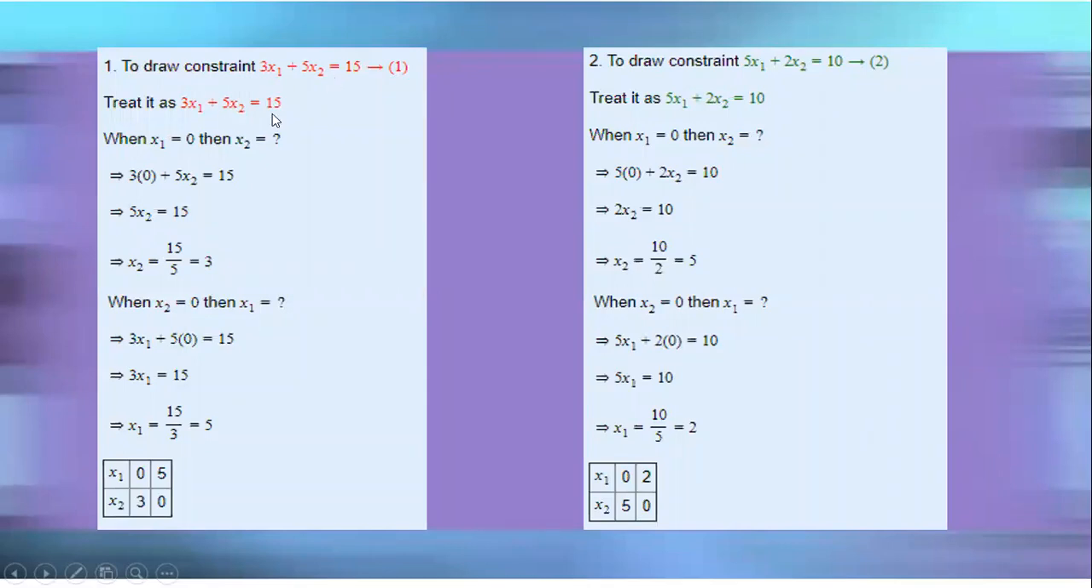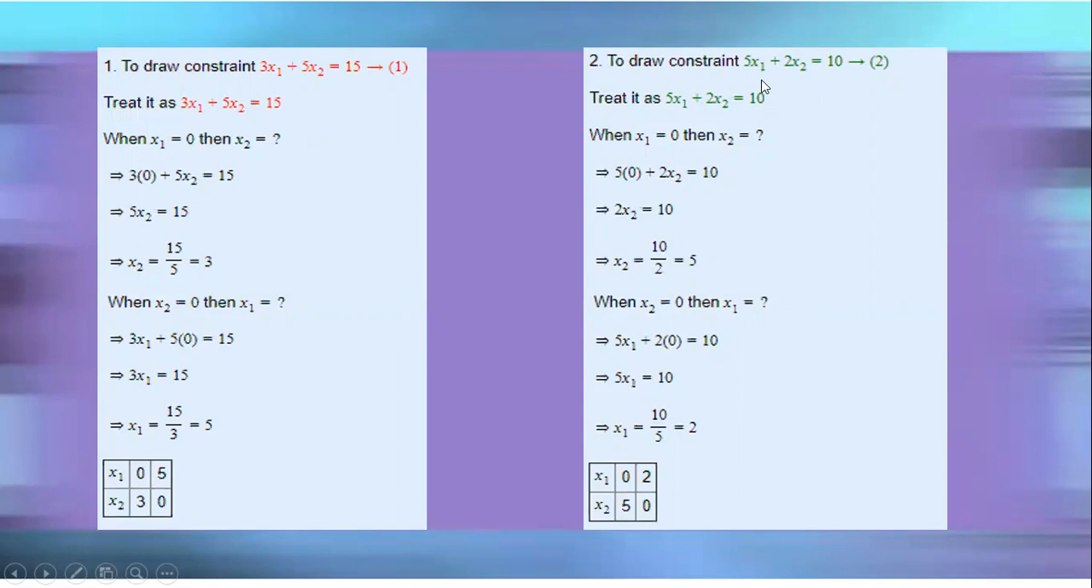So take that equation, substitute x1 = 0, and find the value of x2. So x1 is 0, so x2 will be 3. Next, put x2 = 0 in the same equation and get the value of x1. So x2 is 0, x1 is 5. So the coordinates are (0, 3) and (5, 0).